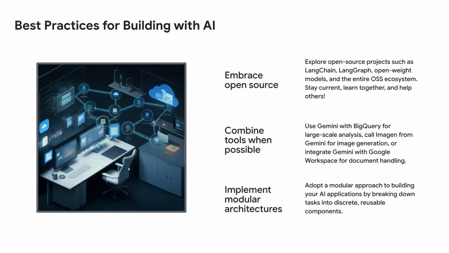Combine tools when possible. When you're looking at how to flow information through your agent or your app, it can be really easy to just say, I'm going to throw this really hard problem at Gemini and whatever comes out, that's it. Remember that there are tools that existed before Gemini. So BigQuery, Imagen, Google Workspace, use these tools alongside so that you're not getting less effective results from Gemini.